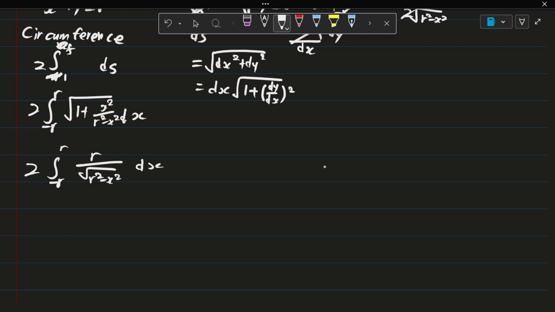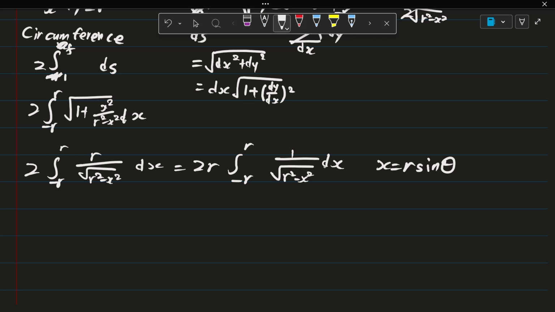dx. Now, remember that basically you could take the r out because integrals are linear. So you could simplify this into this type of integral. Now maybe you could refer to your handbook to see what's the integral of this, but maybe a clever way to solve this is by using substitution. We could just substitute x equals r sine theta, and let's see what will happen.